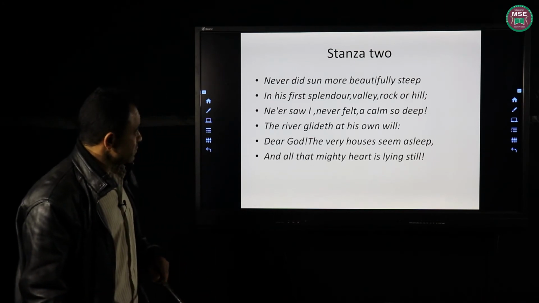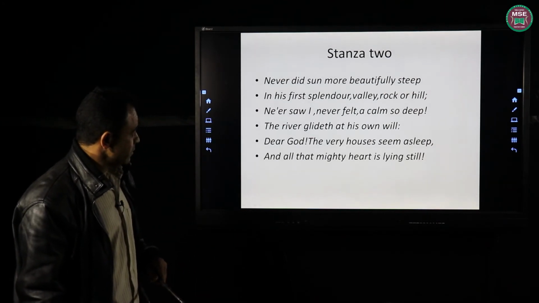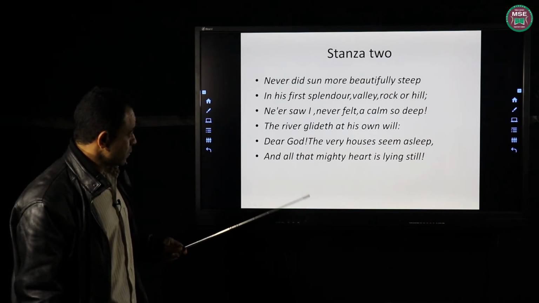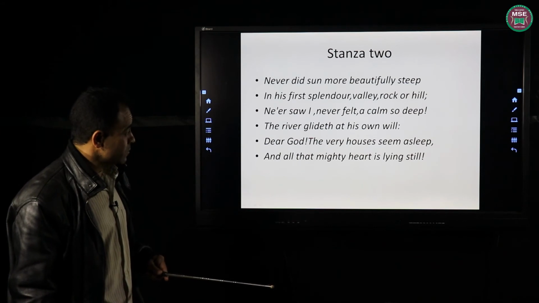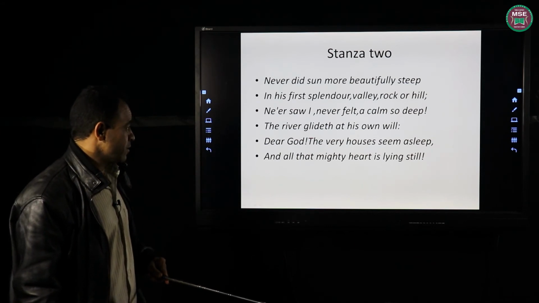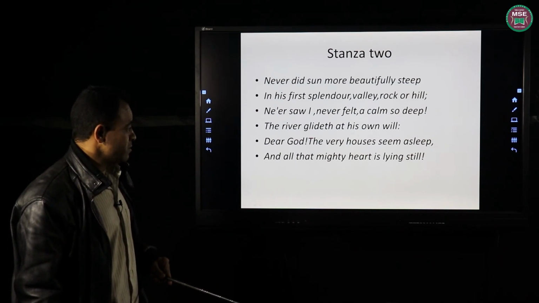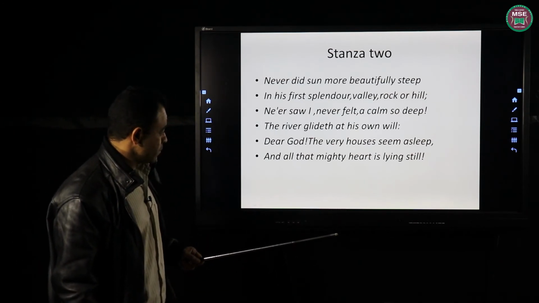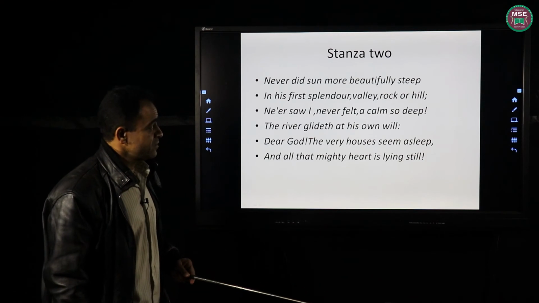Never did sun more beautifully steep in his first splendor valley, rock, or hill. Never saw I, never felt a calm so deep. The river glides at his own will. Dear God, the very houses seem asleep, and all that mighty heart is lying still.